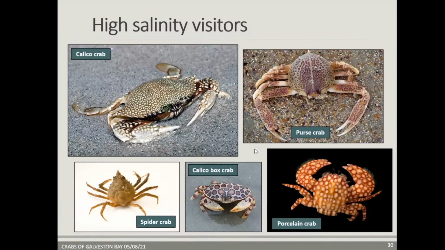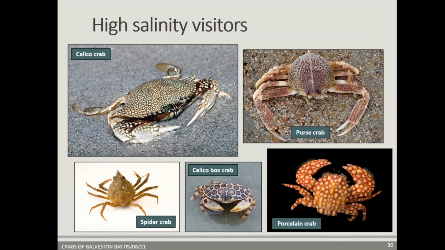Now, that's not all the crabs we get. Remember, these crabs are very salinity dependent, and Galveston Bay varies in salinity. The six I showed you, you can always find in Galveston Bay. But when the salinity gets high, sometimes some of these other marine crabs will find their way into the bay. And all of these crabs have been found in the bay before.